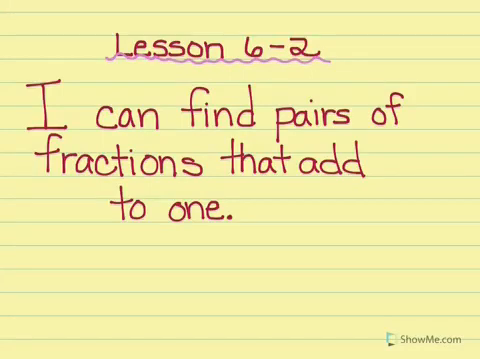Hi guys, this is lesson 6-2. I can find pairs of fractions that add to 1.